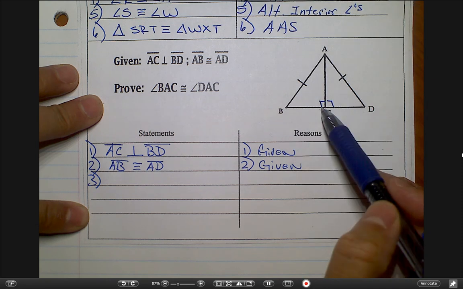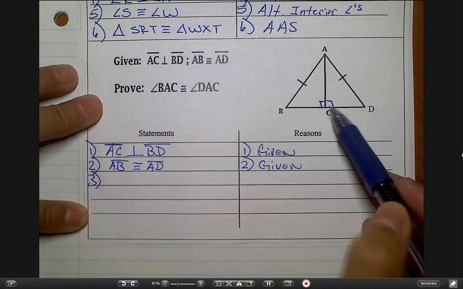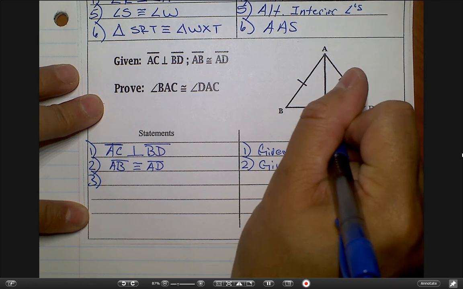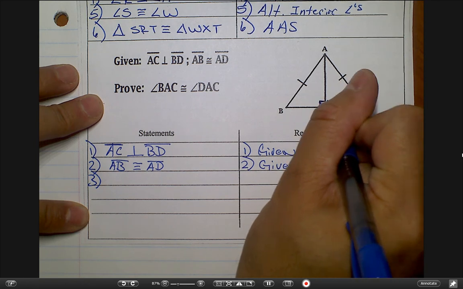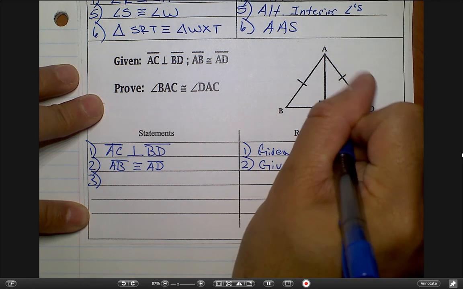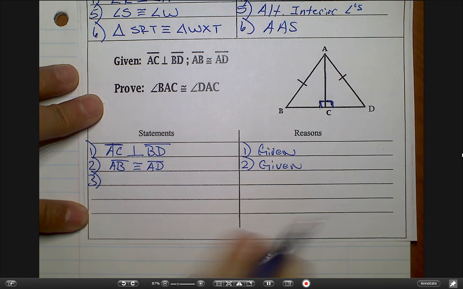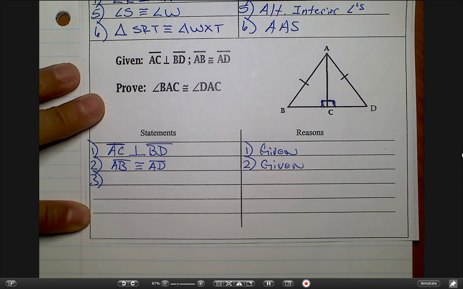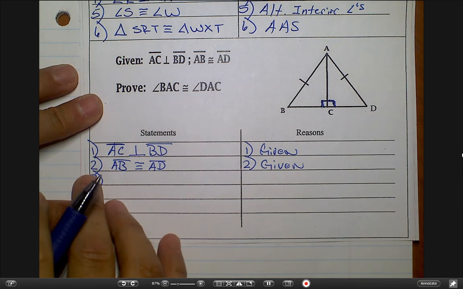ACB. We already have those. We have those right there. So we already have the right angles, so they will be congruent to each other, but I'm not looking for that yet. I want to find something else. Shared side. Shared side, very good.